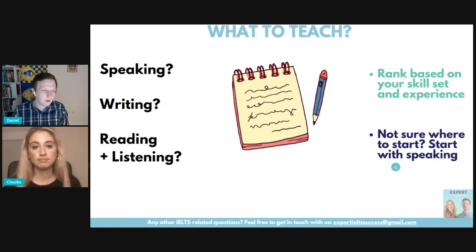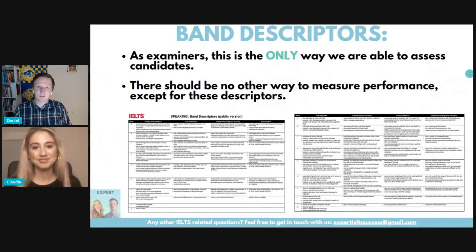That's when you can start to charge more and also be more effective and get better results for your students as well. All right, so the band descriptors, this is key and central to everything that you're going to do as an IELTS teacher. As examiners, this is the only way we are able to assess candidates, and there should be no other way to measure performance except for these descriptors.